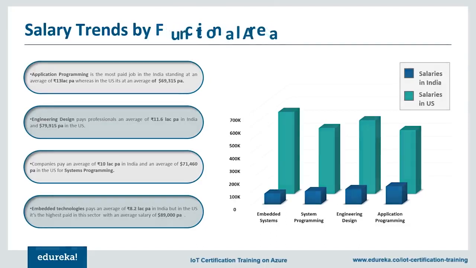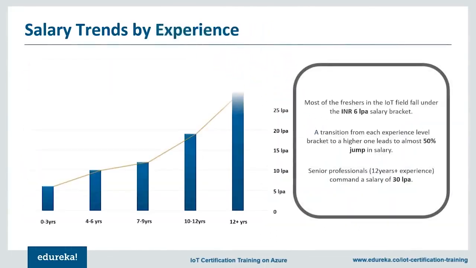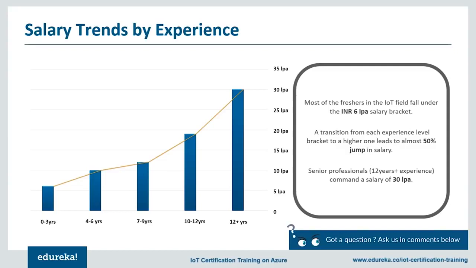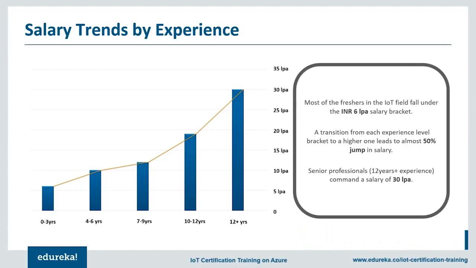As for the experience level, more than 90% of freshers in the IoT field fall under the 6 lakh per annum salary bracket, which is not a bad number for a fresher. On the other end, somebody who has a decade of work experience in this field can quote up to a 30 plus LPA salary. Now, what is interesting here is that moving from each experience level bracket to a higher one can lead to almost a 50% jump in the salary. With this, I think we've covered the salary aspect of this industry.